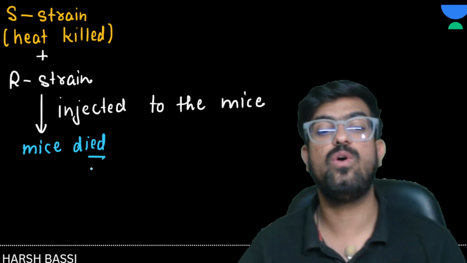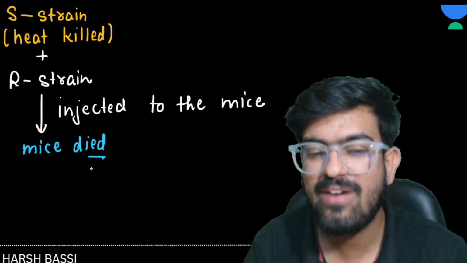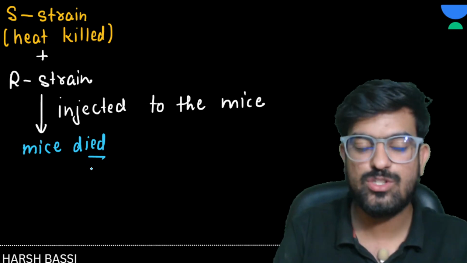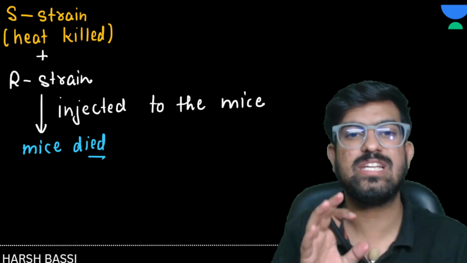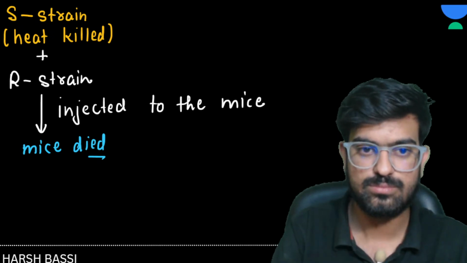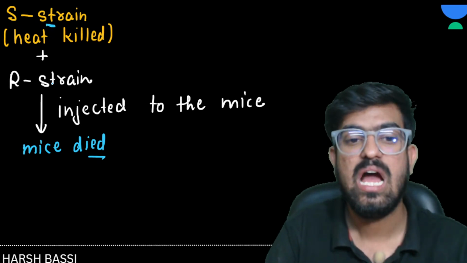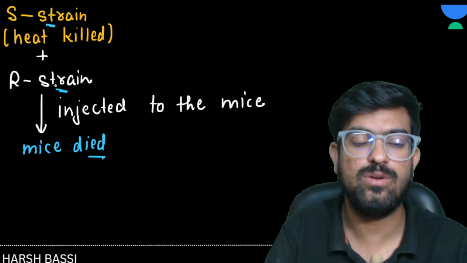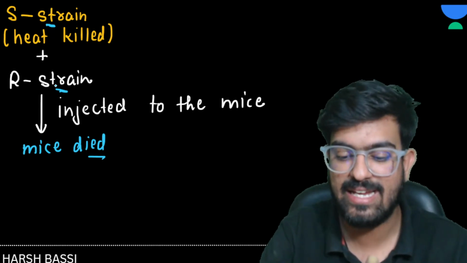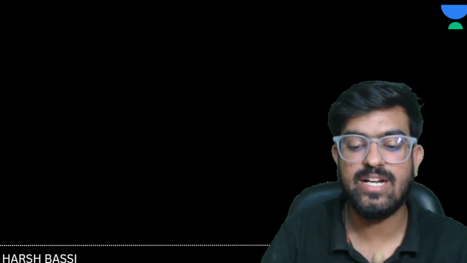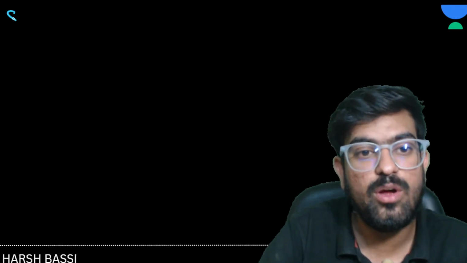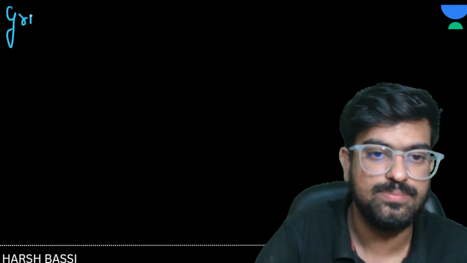So that means what we are seeing here is that earlier R strain was not causing any disease, but when mixed with S strain, R strain somehow became virulent and the mice died. Yes or no? So Griffith concluded that something from the Griffith conclusion. Let's write here: Griffith conclusion.